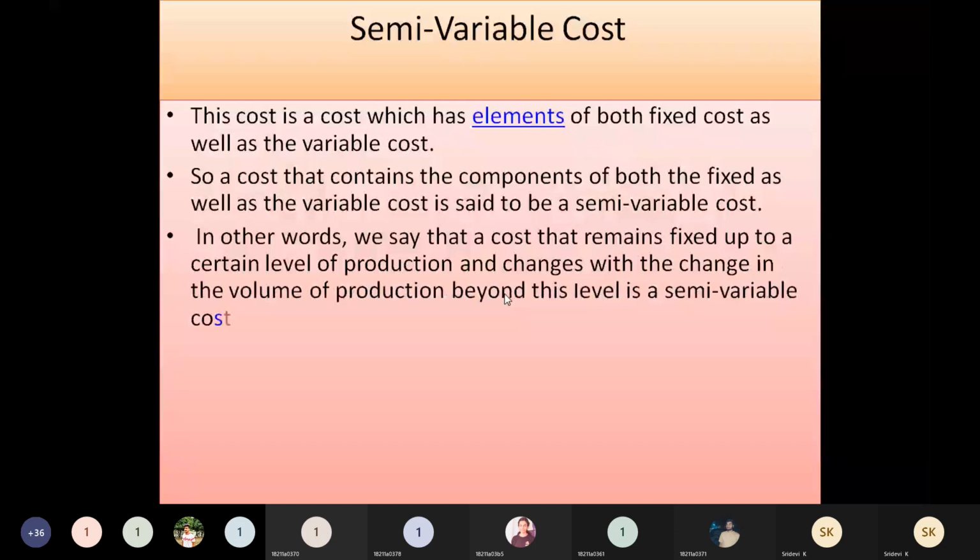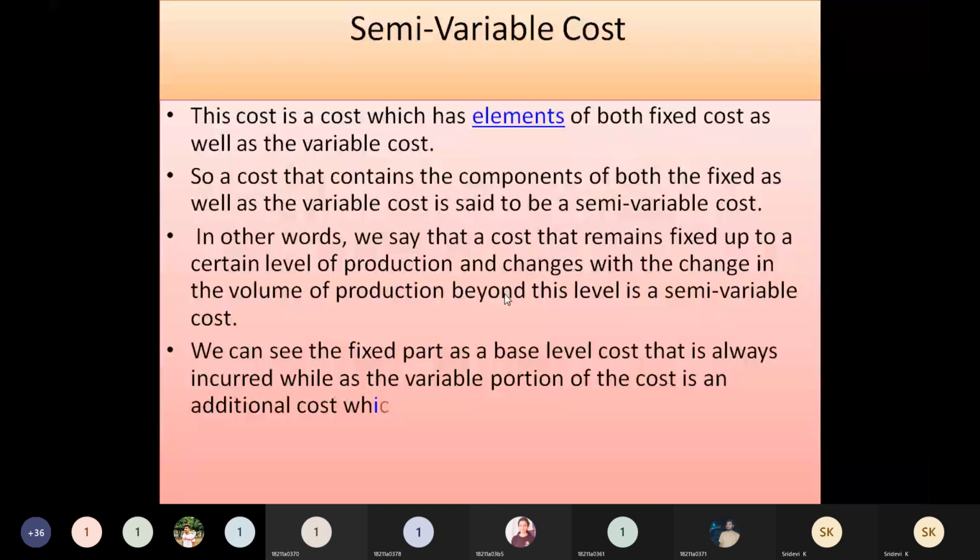So we can say that even if output is there or not, some costs need to be incurred, and after that it will be changing. For example, take your telephone bill. You need to pay some amount even if you utilize it or not. A fixed amount you need to pay.